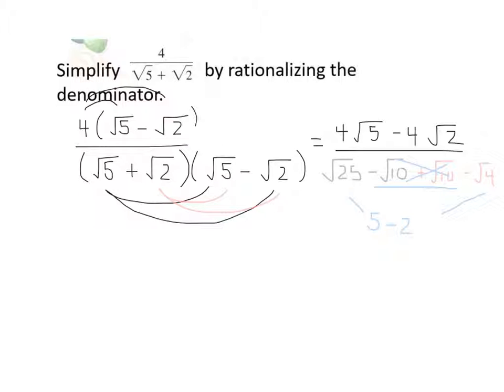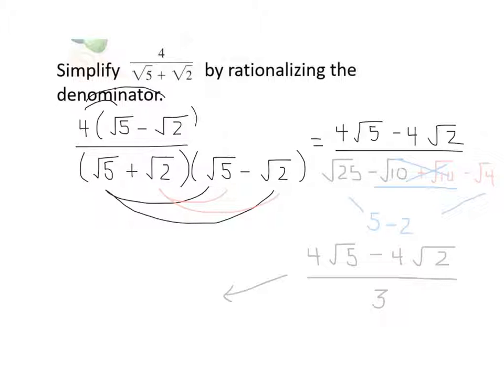So on top, I'm going to have my 4 root 5 minus my 4 root 2, which cannot be combined because those radicals, those radicands, are different. They cannot be combined unless they are the same. And then on bottom, I have my 5 minus 2, which is equal to 3. So my final answer is 4 root 5 minus 4 root 2 all over 3.